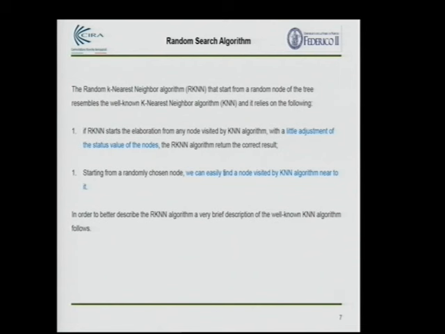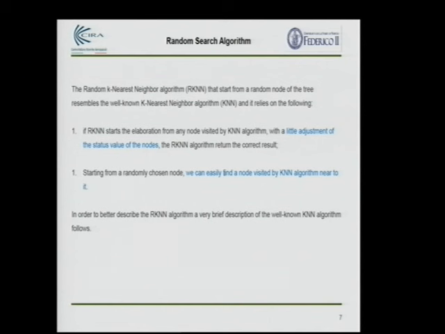We call this algorithm a random search algorithm. It is very similar to the well-known k-nearest neighbor algorithm with the following changes. The random algorithm starts its elaboration in a randomly chosen node, which must be a node visited by the standard algorithm, the k-nearest algorithm. And it has a little adjustment that we shall see later on the status of the nodes. And we can see that we can easily find a node visited by the k-nearest algorithm.